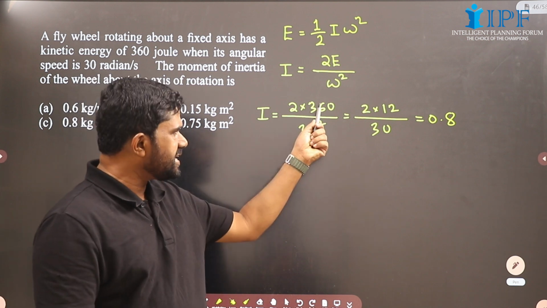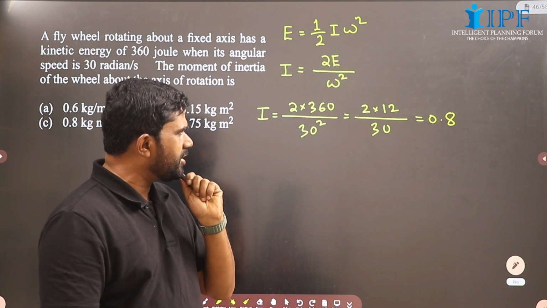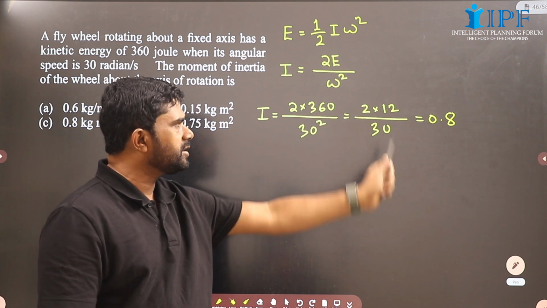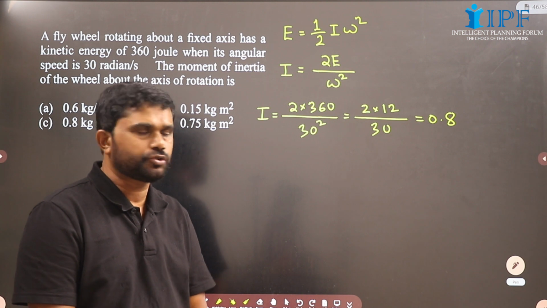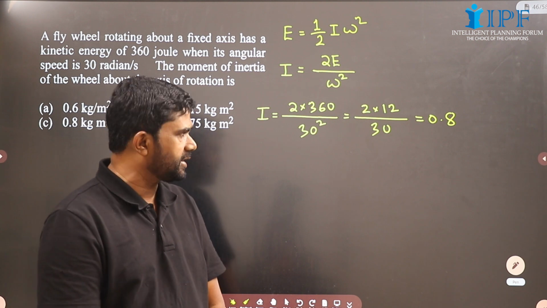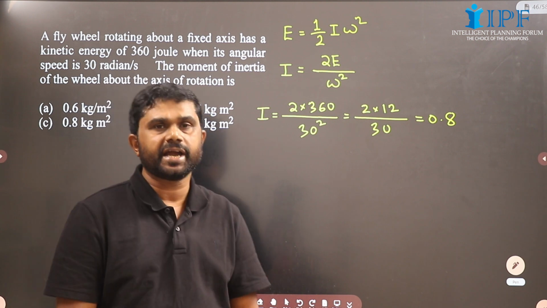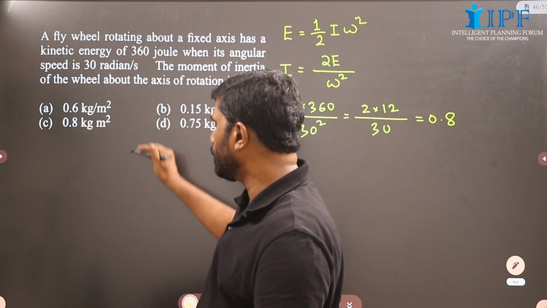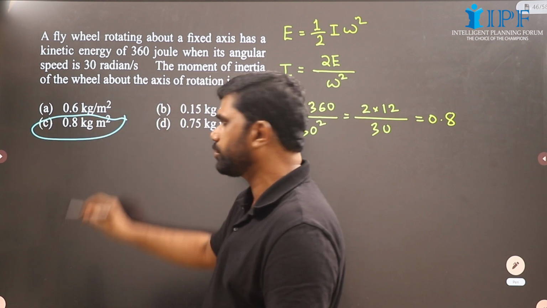Okay, this 360 and 130 can be divided. So in the numerator we will get 12 into 2, and in the denominator there will be 30. So it is 24 by 30 and it is equal to 0.8 kilogram meter square.